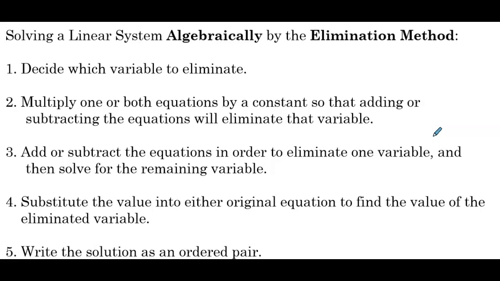Then you're going to add or subtract the equations in order to eliminate that one variable and then solve for the remaining variable. So we did that. We were left with just a y term, so we didn't have much solving to do, but we were able to find the y coordinate. Then we took that, substituted it into one of the original equations. In the first example, we substituted it into the second equation. We then found x, and then we write our solution as an ordered pair.